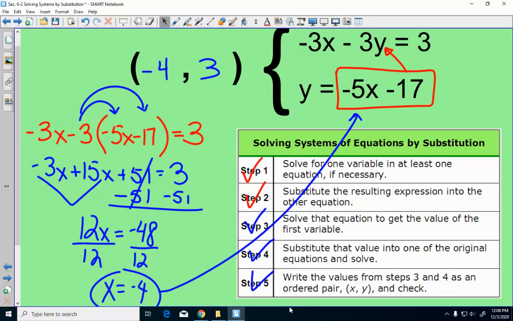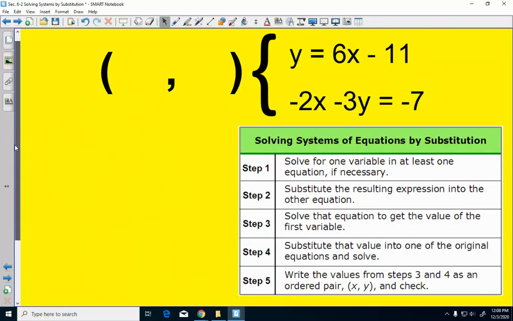Thoughts? Concerns? We're going to try it a couple times. Just think visually for a second. If I were to graph both of these, there is going to be some point that they share in common, as long as they're obviously not parallel to each other or the same line. That's what we're trying to find. So very similar to this one, we're going to try this one.